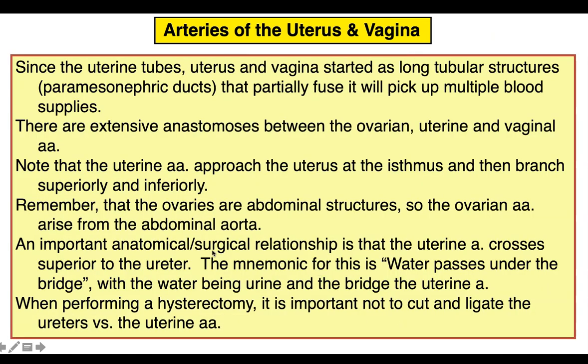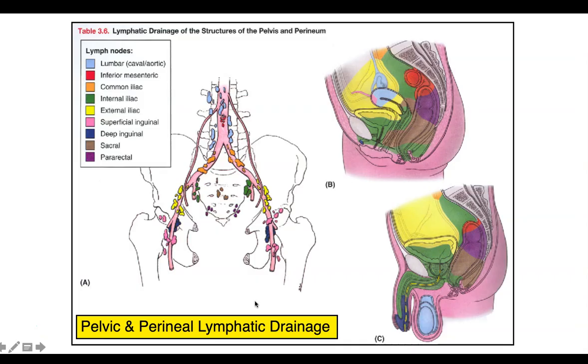So here are some helpful tips to remember the blood supply of the uterine tubes, uterine arteries, ovaries and all this. I think this will be helpful to understand the blood supply of the uterus and the vagina. And this slide, I put for the lymphatic drainage.